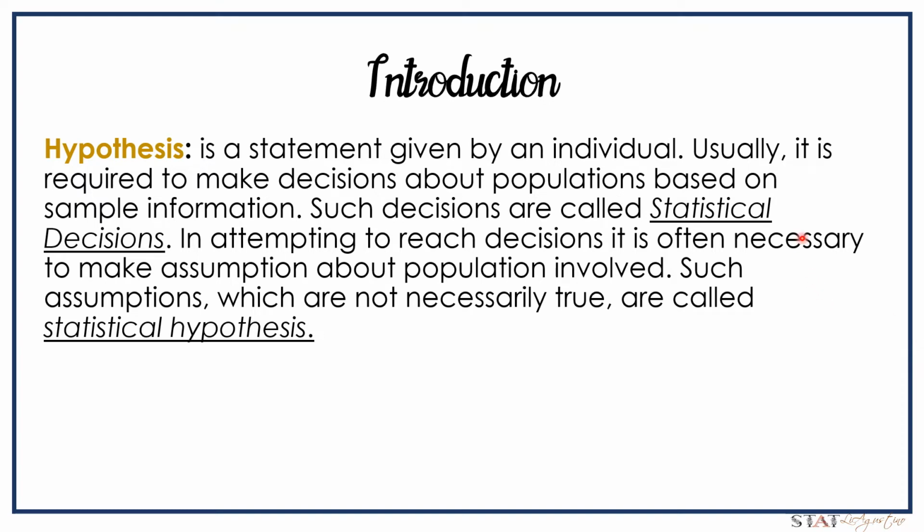Usually, this statement given by an individual is required to make decisions about populations based on sample information. So that is your hypothesis. Based on your sample, you will have a decision regarding your populations. Such decisions are called statistical decisions. In attempting to reach decisions, it is often necessary to make assumptions about the population involved. Such assumptions, which are not necessarily true because you have to test them first, are called statistical hypotheses.